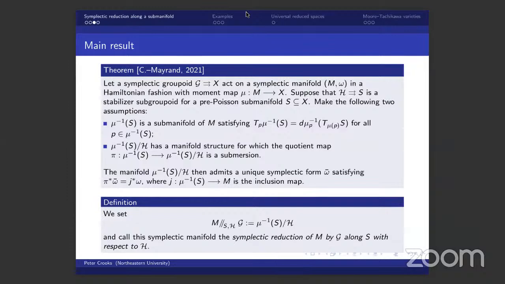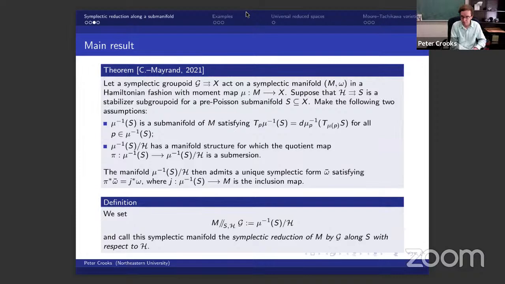The question is not whether the moment map is transverse to the pre-Poisson submanifold, so a genuinely clean value instead of a regular value. Yes, I think the answer is yes.